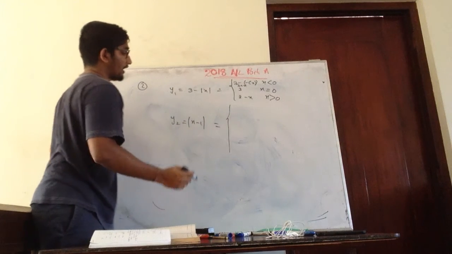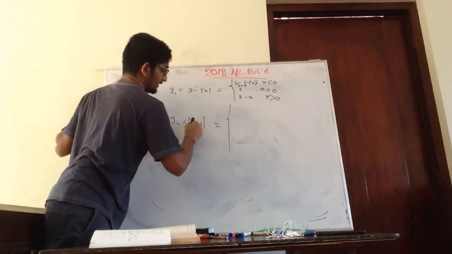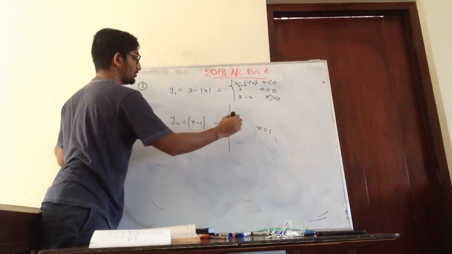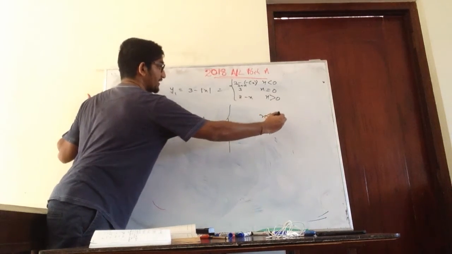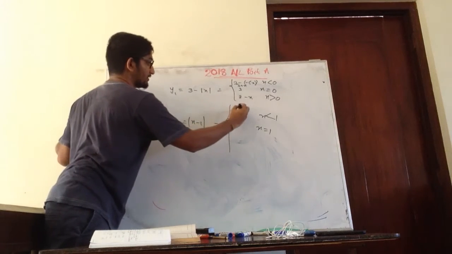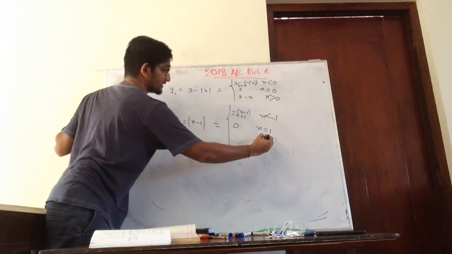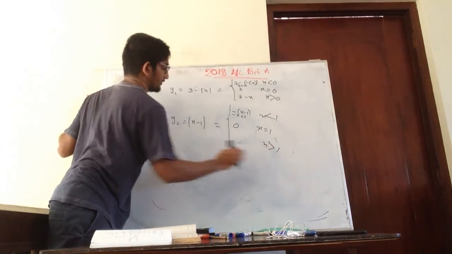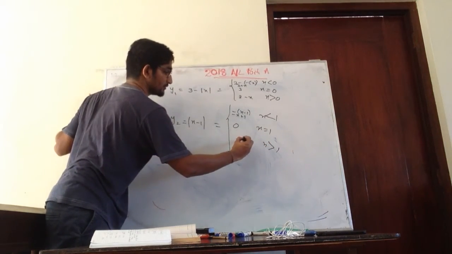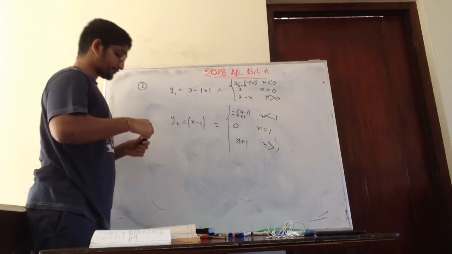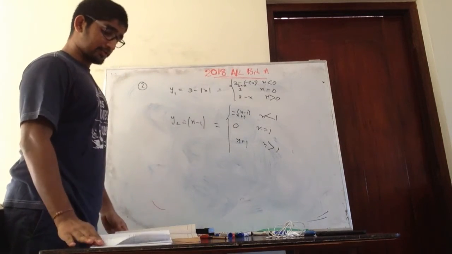Then here we have to take x equals 1. So when x equals 1, this is 0. When x is less than 1, this part will become minus. When x is greater than 1, this part will be plus. Right, so we just need to draw these and see.